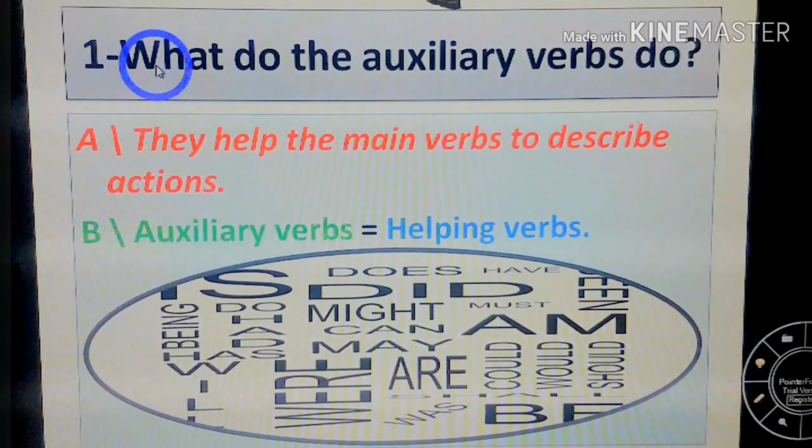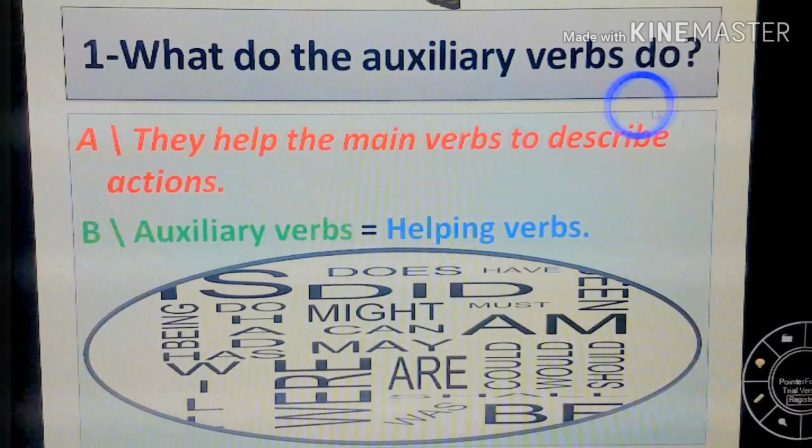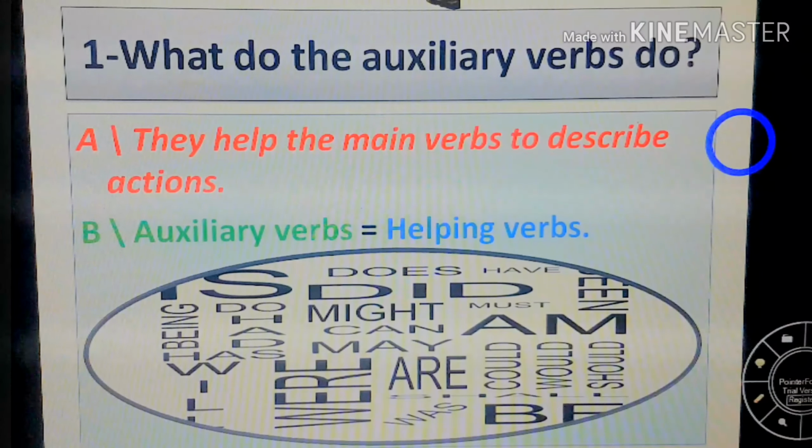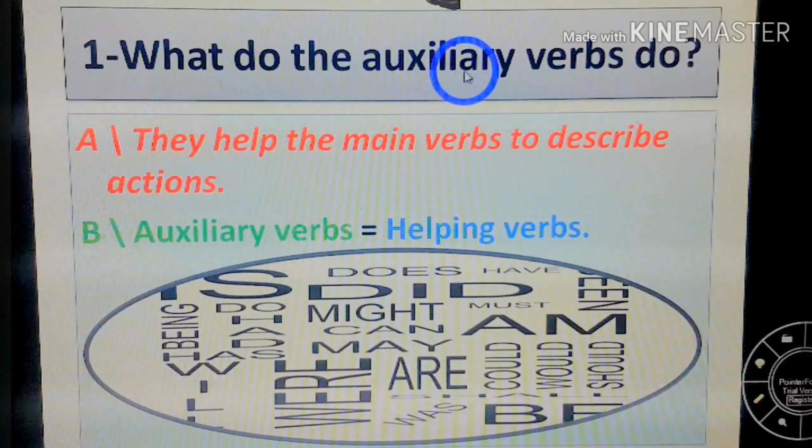Number one, what do the auxiliary verbs do? What's the function of the auxiliary verbs? When can I use the auxiliary verbs? First of all, you have to know the meaning of the auxiliary verbs. When I say auxiliary verbs, I'm talking here about the helping verbs. What do the auxiliary verbs do?